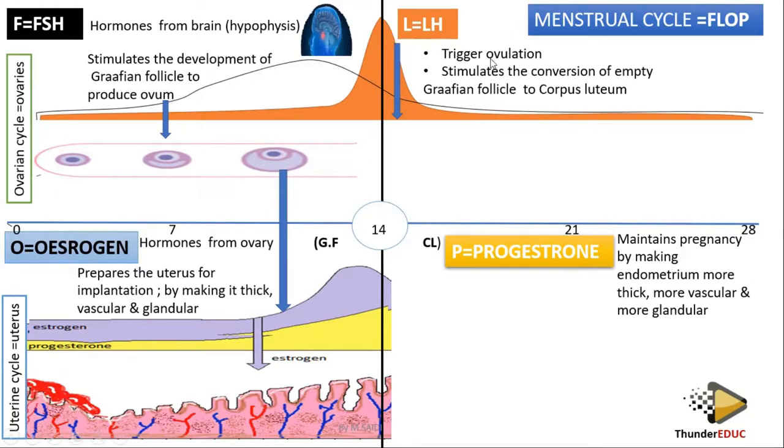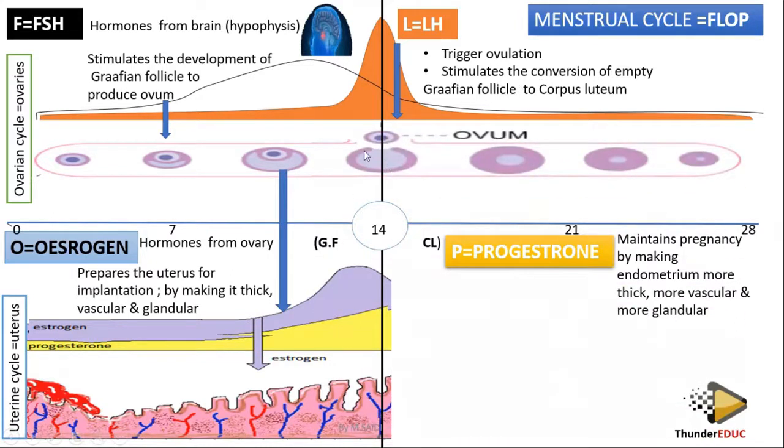So it means that now it's going to do these functions. The first one is triggering ovulation. In ovulation, this Graafian follicle is going to burst open and release the ovum. So the ovum has been released on day 14. So this is the ovum. Now this one remains the empty Graafian follicle. Before it was like this with the ovum, but now it has released the ovum, so it has remained empty. So it has become an empty Graafian follicle. Now luteinizing hormone is still going to stimulate the conversion of this empty Graafian follicle to corpus luteum.